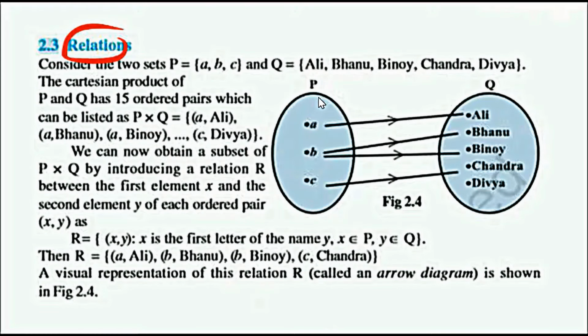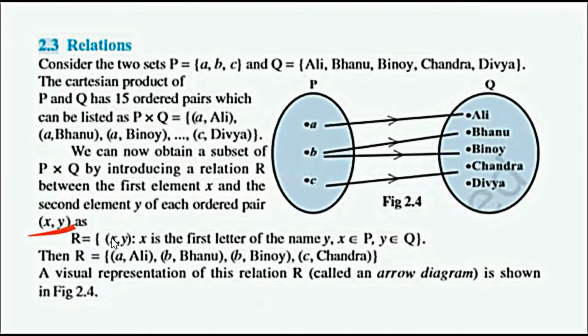Say this is a relationship between P and Q, where the first element X and the second element Y of each ordered pair are such that, in this (X, Y), X is the first element and Y is a name which starts with this letter. So X is the first letter of the name Y. So A, let us see, only Ali qualifies for A. So first will be A comma Ali.